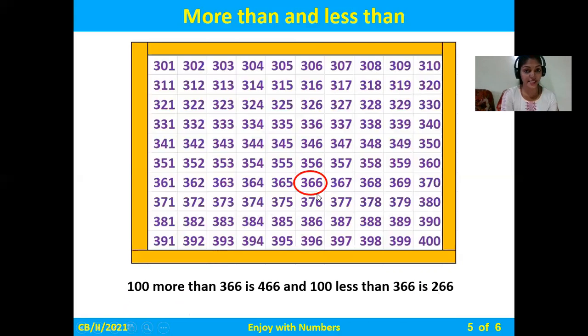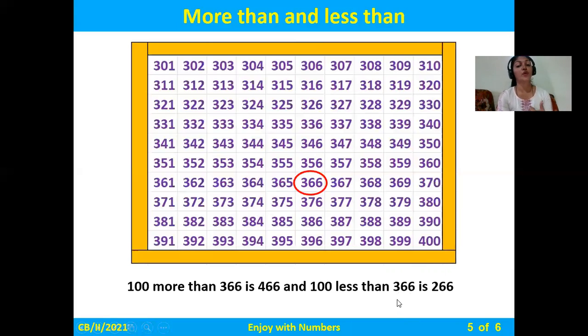Number 366 is given. So 100 more than 366. In the 100th place we have 3. So 100 more is 466. So you can see 66 remains the same, but in the 100th place it has become more. We are writing the next number, that is in place of 3 we are writing 4. That is 466. And when I say 100 less than 366, we have to write the before number.